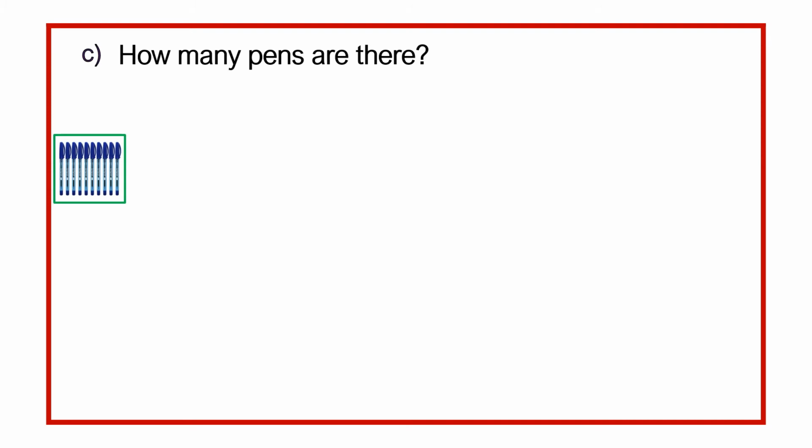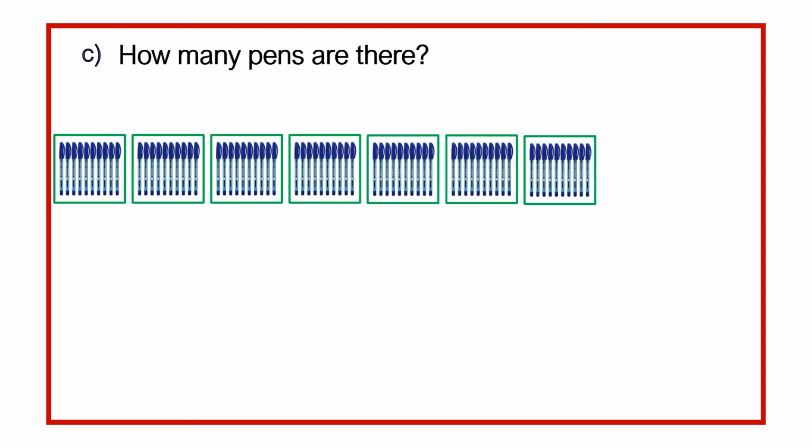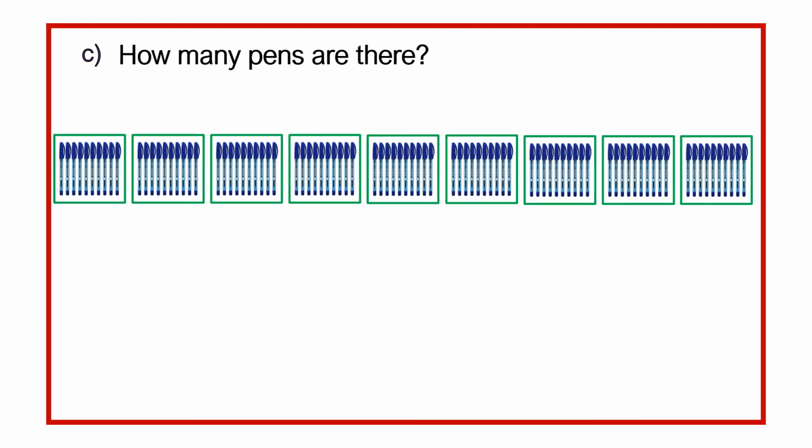So let us look at part C. We have a number of groups of 10 pens. Let's count them all together. 1, 2, 3, go. 1, 2, 3, 4, 5, 6, 7, 8, and 9. So we have 9 groups of 10.